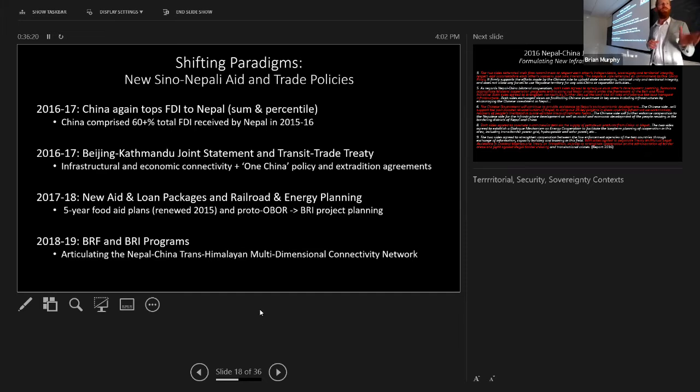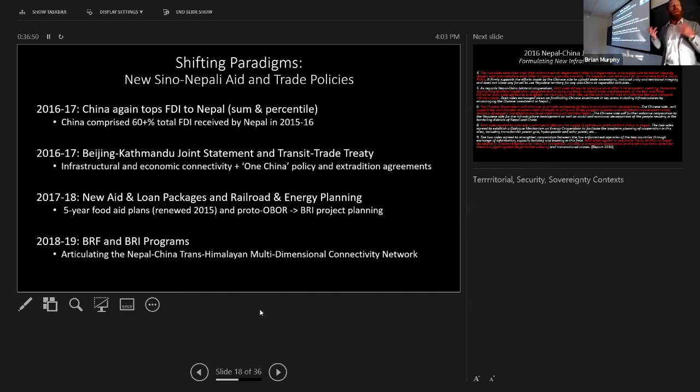So in 2016, 2017, Chinese FDI again was the greatest that Nepal received, exceeding 60% of its total FDI in 2015 and growing even further in 2016. Then in 2016, Beijing and Kathmandu issued a joint statement and a transit trade treaty.